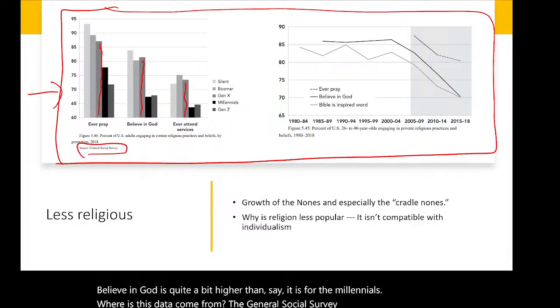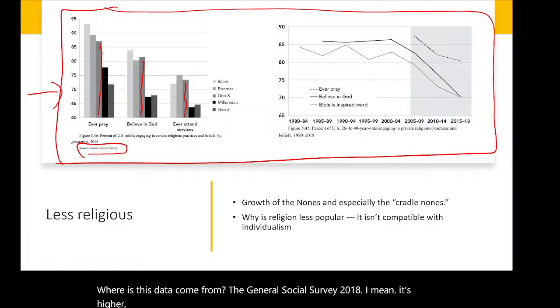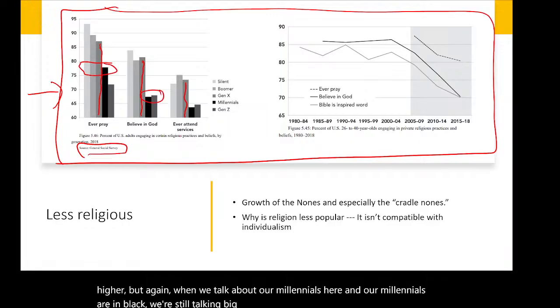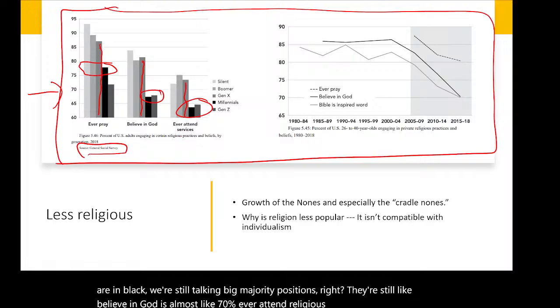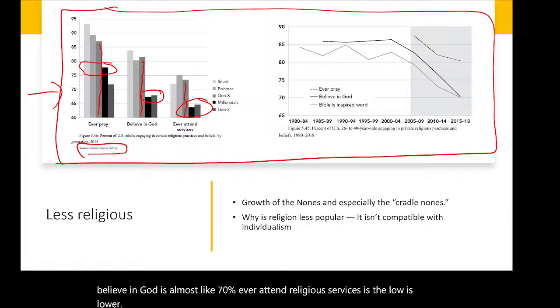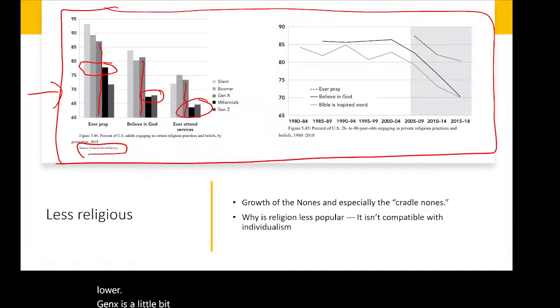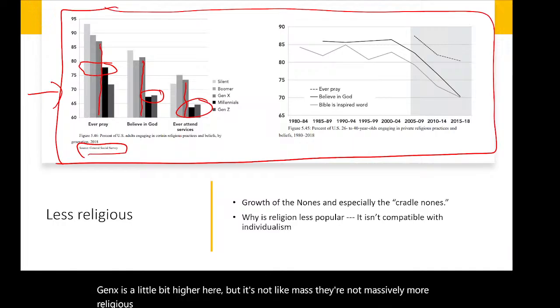I mean, it's higher, but again, when we talk about our millennials here, and our millennials are in black, we're still talking big majority positions, right? Believing in God is almost 70%. Ever attending religious services is lower. Gen X is a little bit higher here, but it's not massive. They're not massively more religious than millennials are, right? And that nihilism isn't just related to religion.